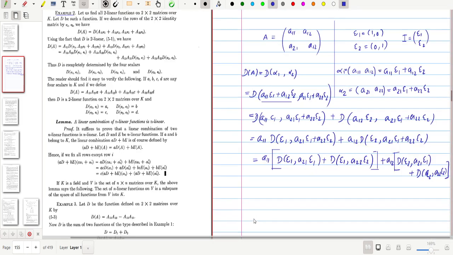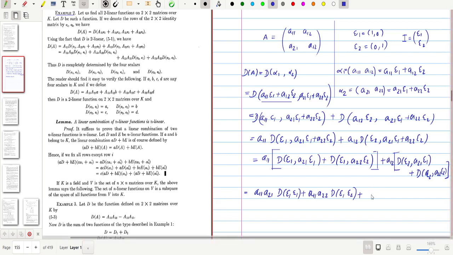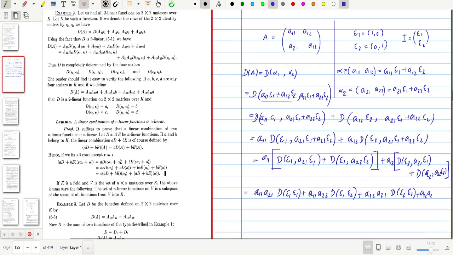Now you write this as a11 a21 D of epsilon 1 epsilon 1, plus a11 a22 D of epsilon 1 epsilon 2, plus from this you can take a21 out, then a12 a21 D of epsilon 2 epsilon 1, plus from this you can take a22 out, then a12 a22 D of epsilon 2 epsilon 2.